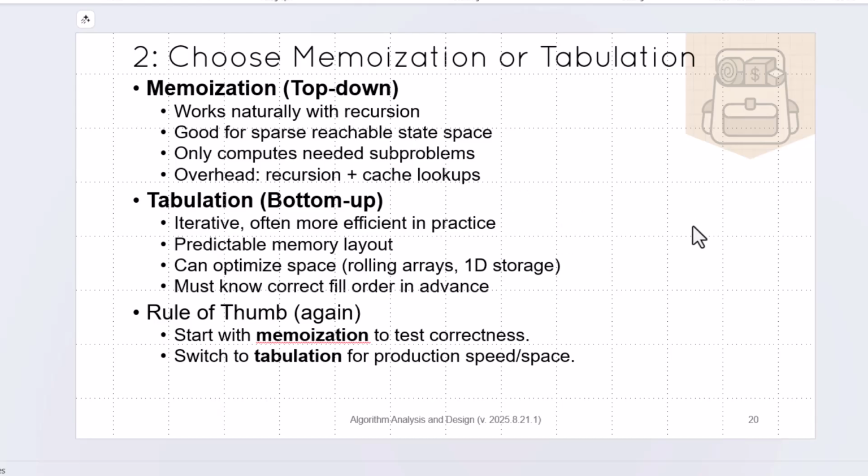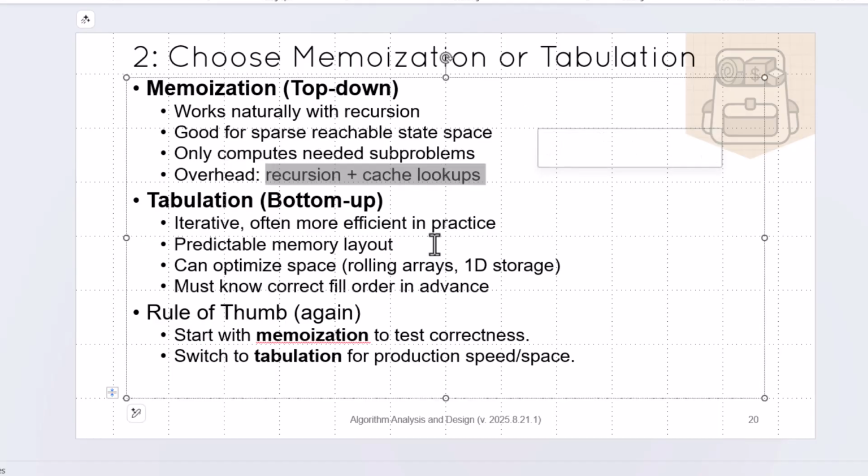So choose memoization or tabulation is the major step 2. Again, we've talked about these, but as a reminder, memoization, top-down, works naturally with recursion, good for sparse reachable state space, only computes needed subproblems, but it has the overhead of recursion plus cache lookups. Remember, that can be expensive. The tabulation, iterative, often more efficient in practice, predictable memory layout, can optimize the space with what we mentioned before, with the rolling arrays or 1D storage, and must know correct fill order in advance.